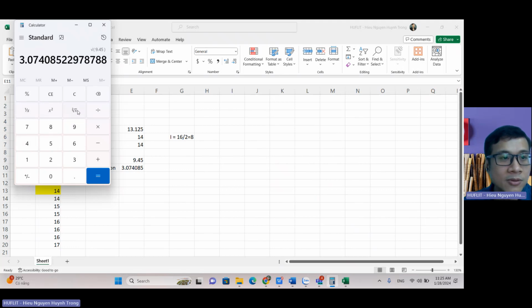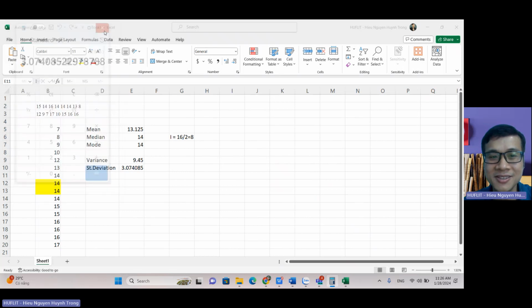9.45. Okay, I take the square root. Yeah, exactly 3.07. Can you see that? Two different approaches, but it still gives you the same answer. Yeah, and that is the magic of the number and the data. No matter what method you choose, you still only get one answer. 3.07 in this case. It's good, right?